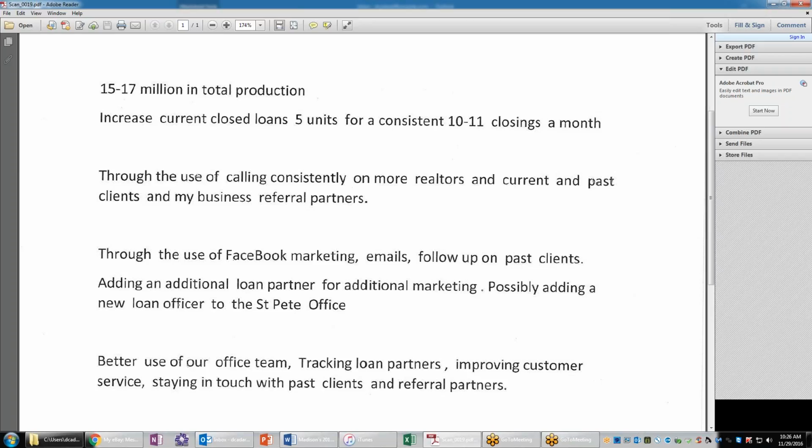And here's the difference in what you sent me. Your first sentence is, through the use of calling consistently on more realtors and current and past clients and my business referral partners. You put realtors as your first. That's honestly because that's what I've been ingrained with, Brian. Call these realtors, get these people. And I know that's where they want to work, but that's not been my MO for a long time. It's getting better. I'm not telling you, and this conversation is different with every LO.